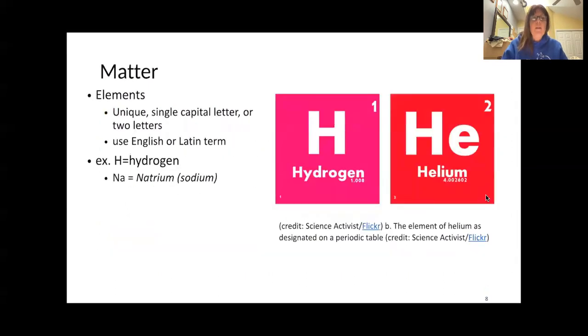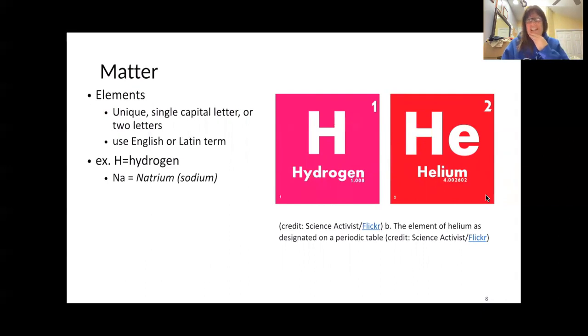So elements are unique. We use a single capital letter or a capital letter followed by a lowercase letter. Most of them are kind of in English, but we have some really weird elements that don't make any sense. For example, sodium is Na, and you wonder where we got Na from sodium. Well, the Latin word for sodium is natrium. We've got a few more, like potassium, which is kalium.